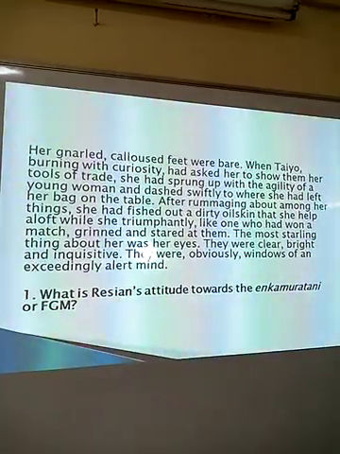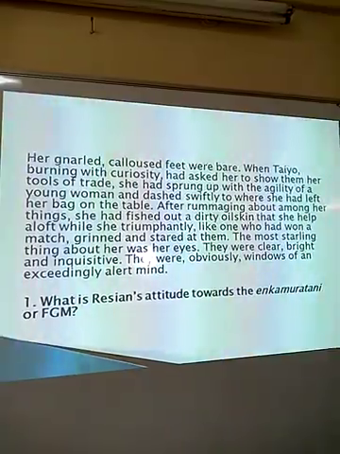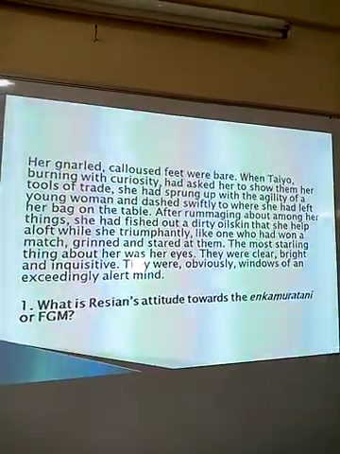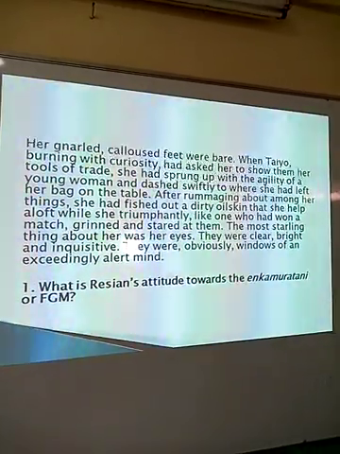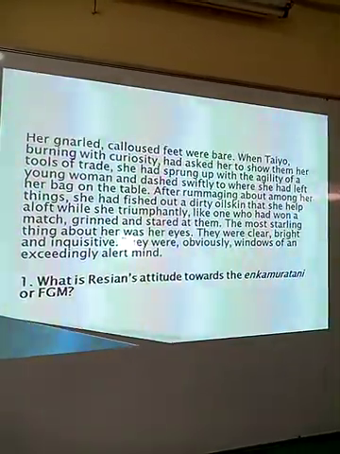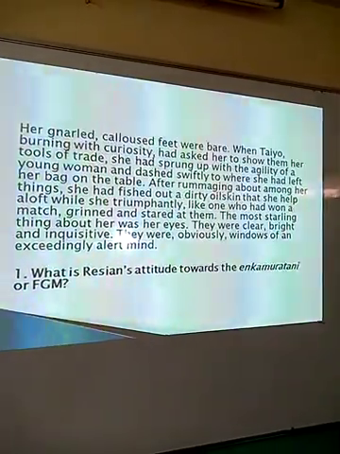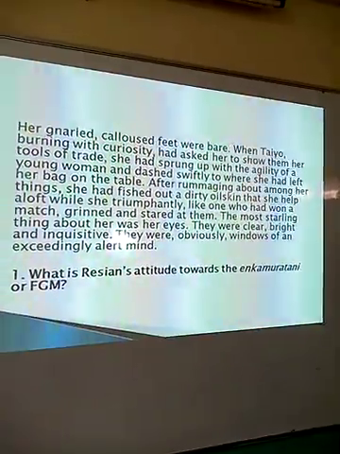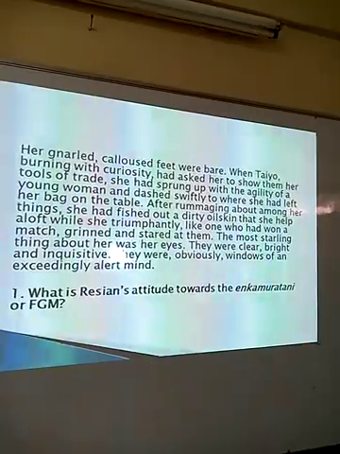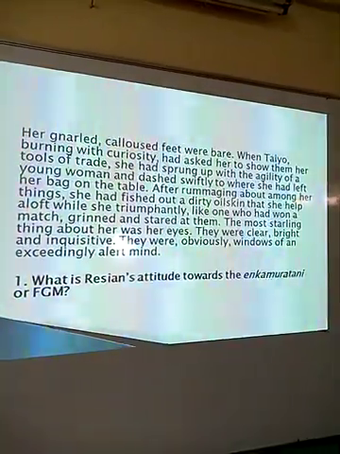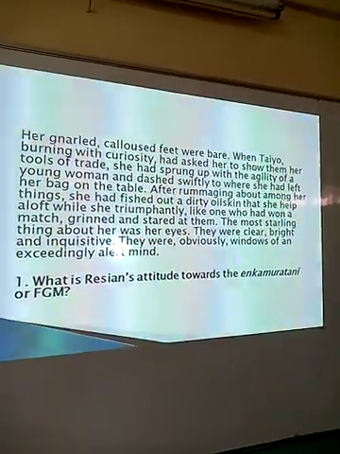So the first one is, what is Resian's attitude towards Enkamuratani or FGM in general? From the choice of words given by the writer, what can you deduce? What do you think she feels about the process of circumcision? So using the things that we've discussed in the first two extracts, you can easily be able to derive what attitude is. It simply means what do you feel about what you're discussing. Therefore, when it comes to attitude, most times in your exams you find that attitude normally has three marks. 2 marks for identification and 1 mark for explanation.